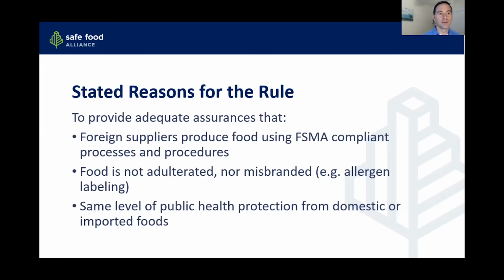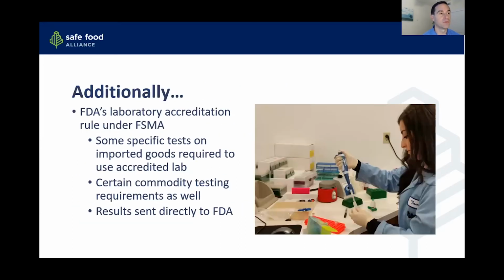So allergen labeling would be misbranded, right? The horse meat situation would be misbranded. And then adulterated would be something that's harmful, right? So ultimately, the same level of public health protection from domestic or imported foods is what we're shooting for.